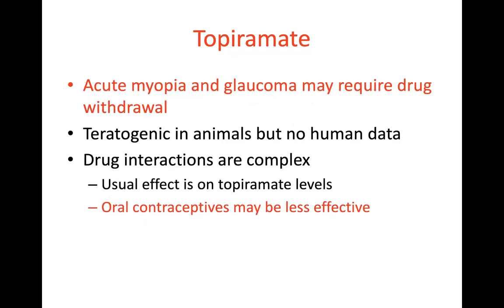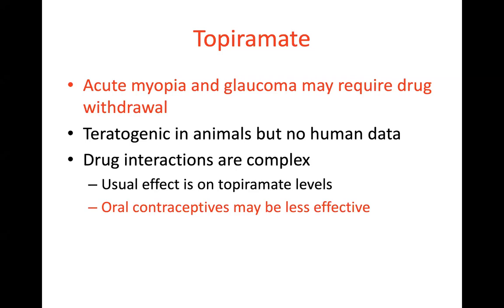We do have to watch out for changes in the eye. Myopia can occur, and glaucoma, and that has been one reason topiramate has potentially been withdrawn: changes in vision. There's also some suggestion that the drug can be teratogenic. That has been demonstrated in animals, but I don't think we have documented any case based on human data that I'm aware of.